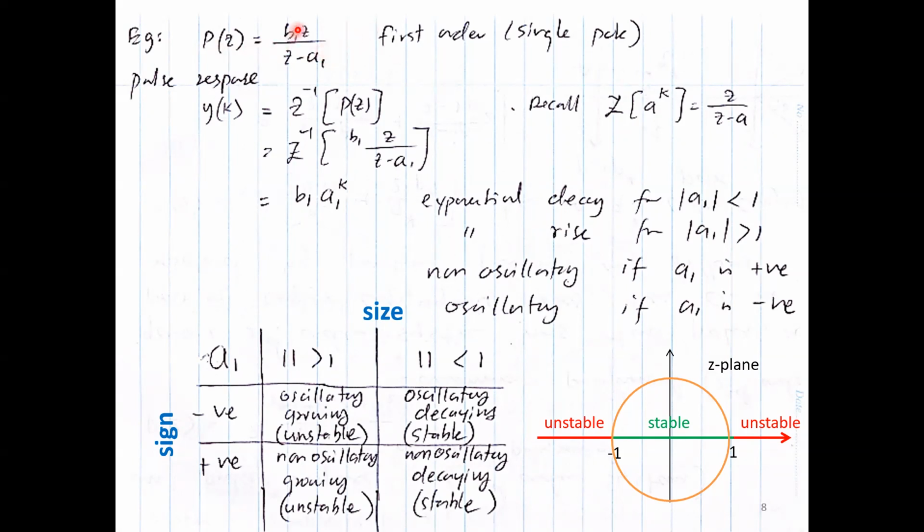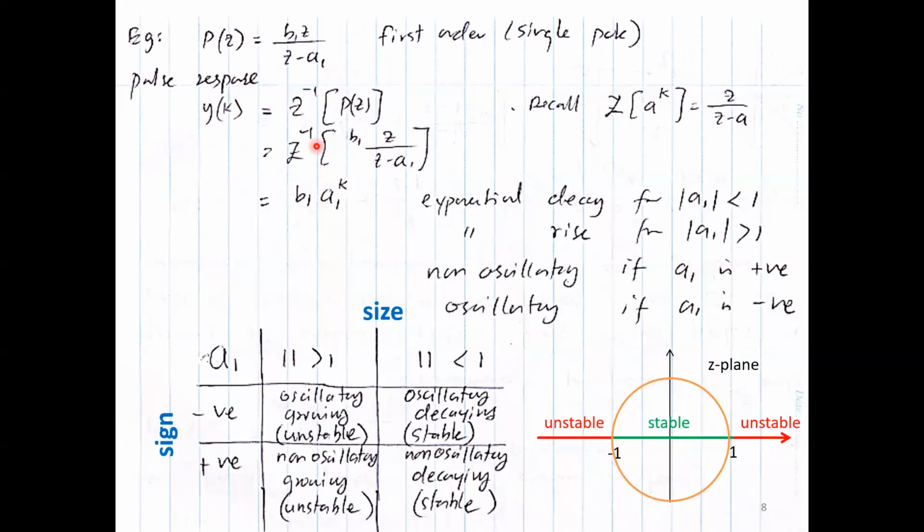Now it's time to look at another example. Let's say P(z) is equal to B1 z over z minus A1. So this is a first order system with a single pole at z equals A1. So the unit pulse response, as we have seen earlier in the previous slide, is the inverse Z transform of P(z). So inverse Z of B1 z over z minus A1. B1 is a constant, then it becomes z over z minus A1, and the inverse Z transform.